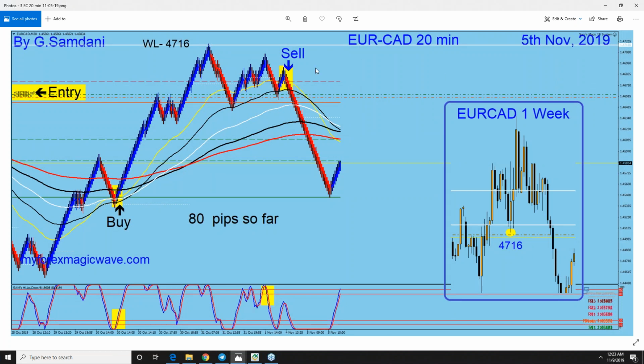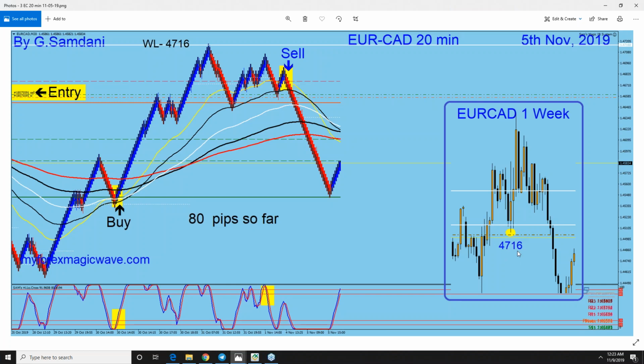This is a second degree setup actually, which is against the trend, coming off of a strong SNR level, bouncing from a support or resistance. So it was coming off of there, and even though it was above the wave, I took it because it was coming off the resistance, and it's a second degree.